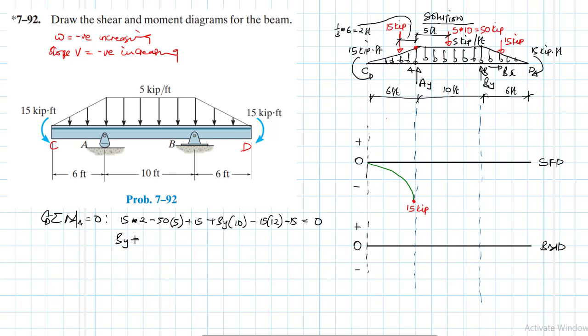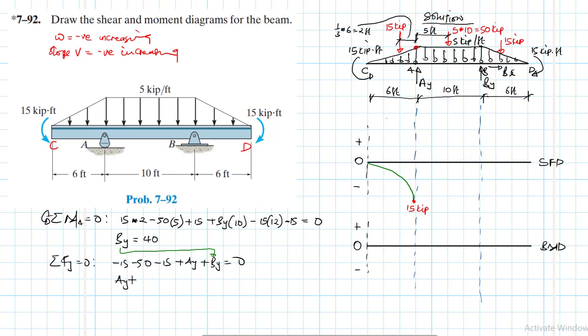Therefore our BY is going to be equal to 15 by 2 minus 50 by 5 plus 15 minus 15 by 12 minus 15, divided by 10. This is equal to 40, and then we have summation of forces in the y direction. We have a minus 15 minus 50 minus 15 plus AY plus BY equal to 0. We already have BY, which is this one here.